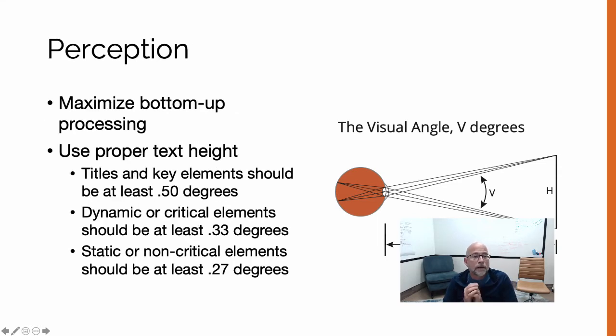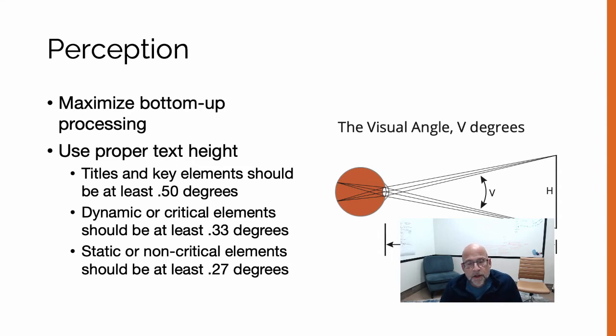So we want to maximize our bottom-up processing. Remember how well we can see the stimuli, or how noticeable or salient the stimuli are. In order to do that, we need to use things like proper text height if we're reading text. So titles and key elements that we're trying to show on a screen or somewhere in the environment should be bigger than the smaller, supporting text that we want to read.